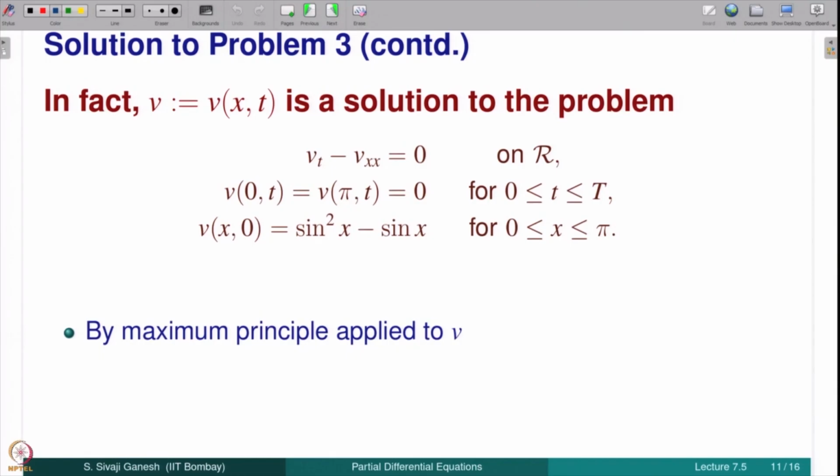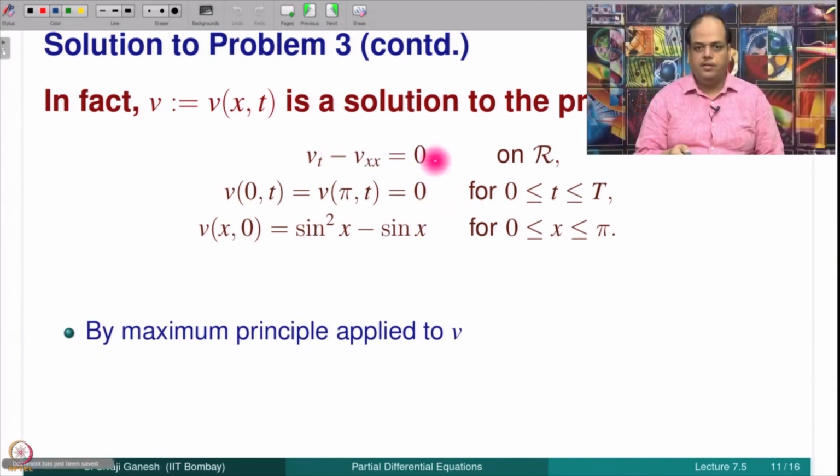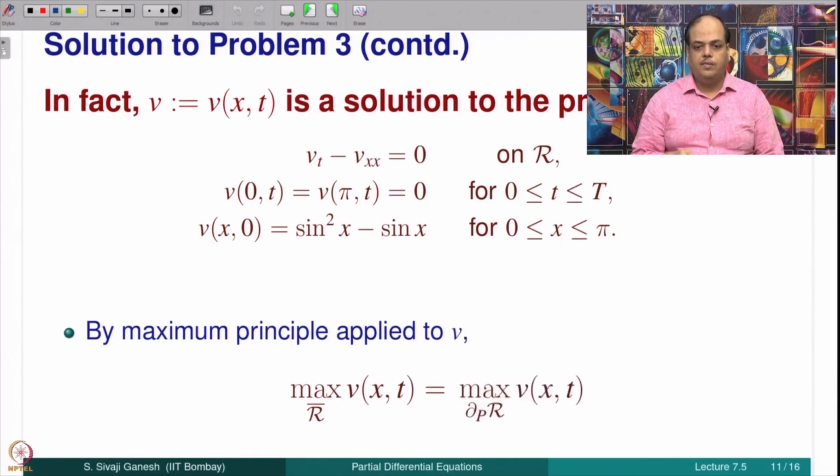Now, by the maximum principle applied to this V, the maximum of V on R closure is nothing but the maximum of V on the parabolic boundary. So, we will look at what is the maximum of V on the parabolic boundary. The parabolic boundary consists of 3 lines. One is the lines x equal to 0 and x equal to pi, on which V is 0, and the other line is the x axis part between 0 and pi. So we need to look at what happens to this sin square x minus sin x.